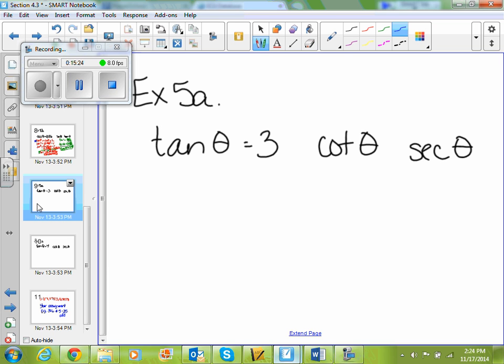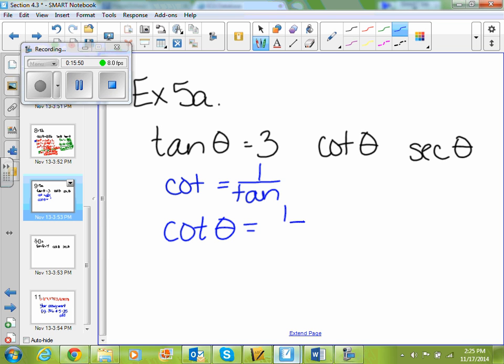Let's do one more. So tangent of theta is equal to 3. We need to find cotangent and we need to find secant. When I look at my trig identities that include tangent and cotangent, I know that cotangent is equal to 1 over tangent because they're inverses. So then I know that cotangent of theta is equal to 1 over my tangent, which in this case was 3. So cotangent is simply 1/3.